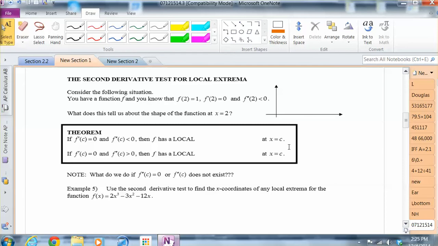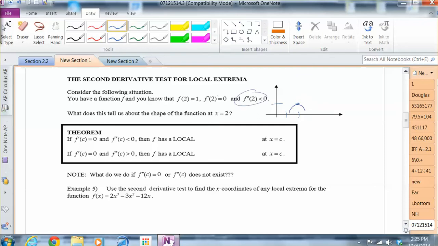So another test we could do is a second derivative test. Let me show you how that works. Say we have the following situation. f of 2 is 1, and we're also told that f prime of 2 equals 0. So we have a horizontal tangent, but that still doesn't tell us enough, because what if it's like this, or what if it's like this? So we still don't have enough information.